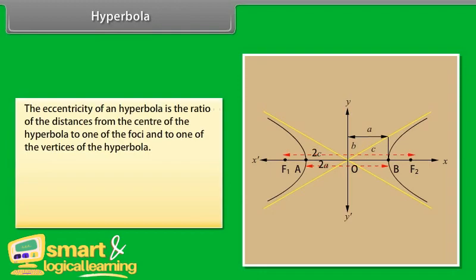The eccentricity of a hyperbola is the ratio of the distances from the center of the hyperbola to one of the foci and to one of the vertices of the hyperbola. That is, e is equal to c by a. Since c is greater than or equal to a, the eccentricity is never less than 1.